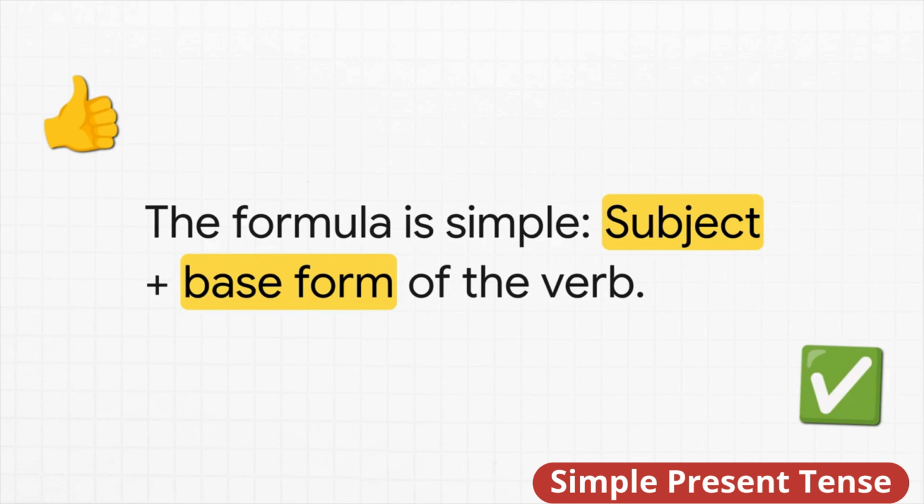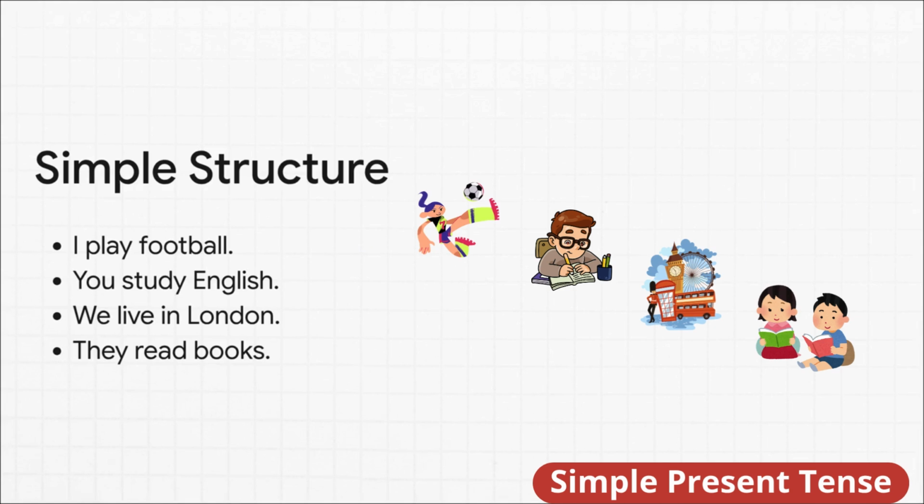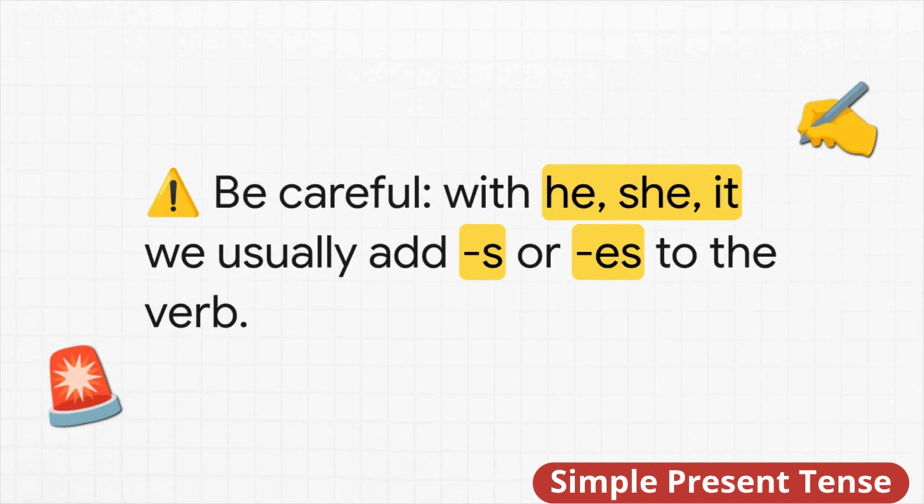It's just the subject, the person or thing doing the action, followed by the verb in its simplest form. That's the version you'd find in the dictionary, with no extra bits like s, ed, or ing. Seriously, that's it. For example, I play football. You study English. We live in London. See how clean that is? It's just so direct and clear, and it follows that subject plus verb pattern perfectly. No messing around.